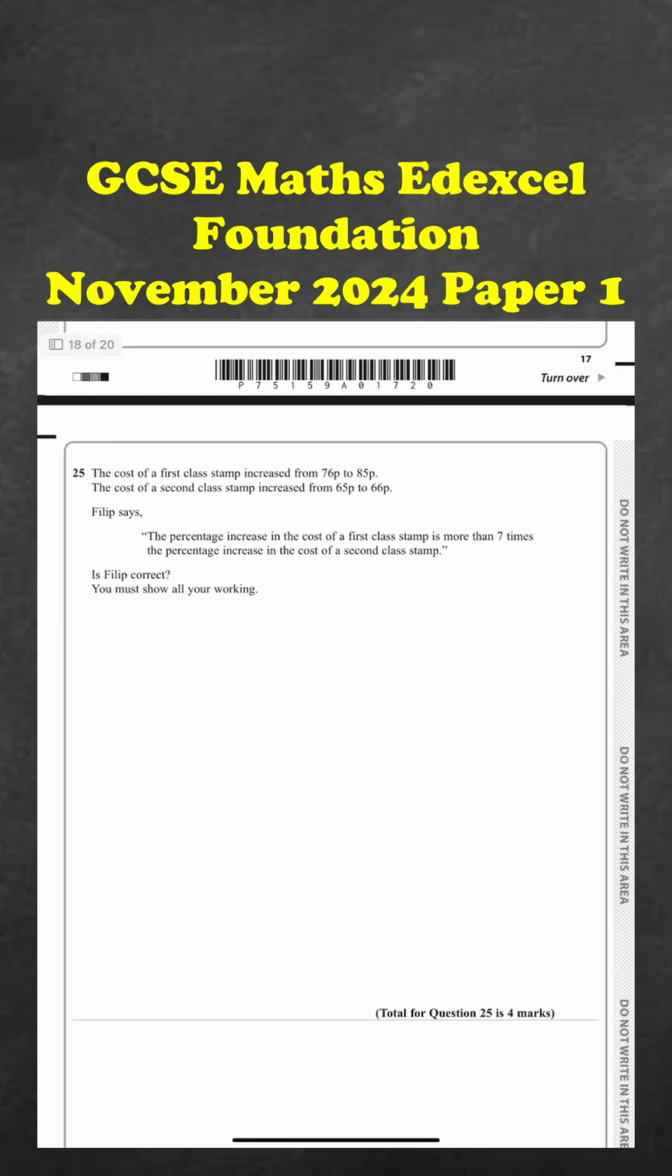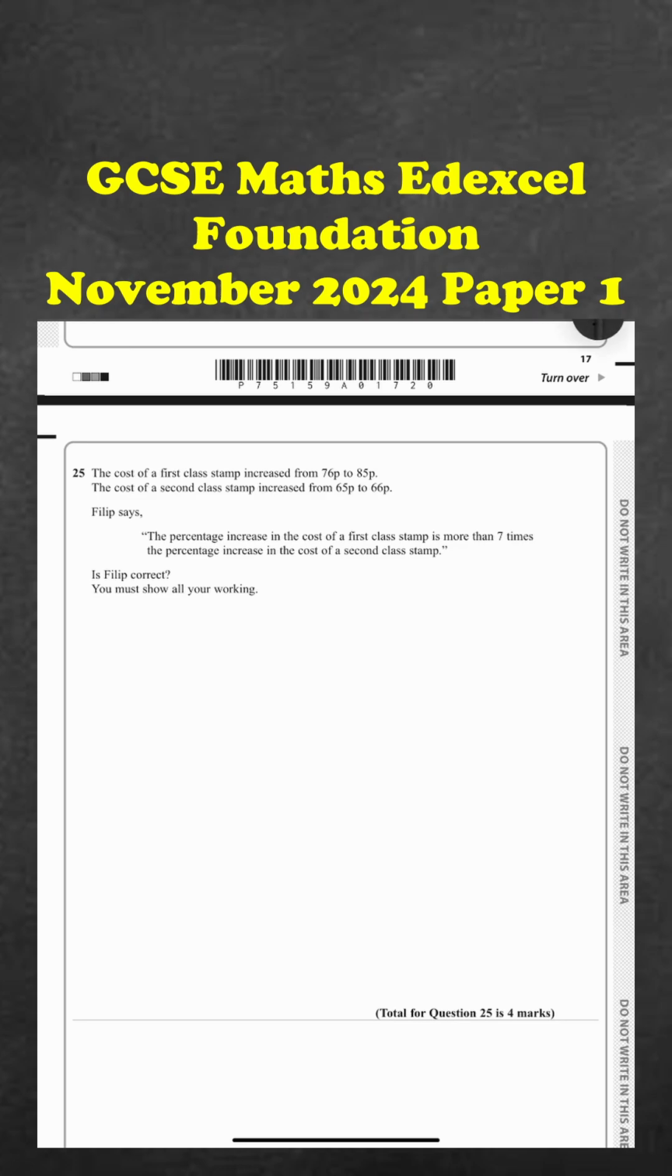Question 25. The cost of a first-class stamp increased from 76p to 85p. The cost of a second-class stamp increased from 65p to 66p. Philip says the percentage increase in the cost of a first-class stamp is more than 7 times the percentage increase in the cost of a second-class stamp. Is Philip correct? You must show all your working.